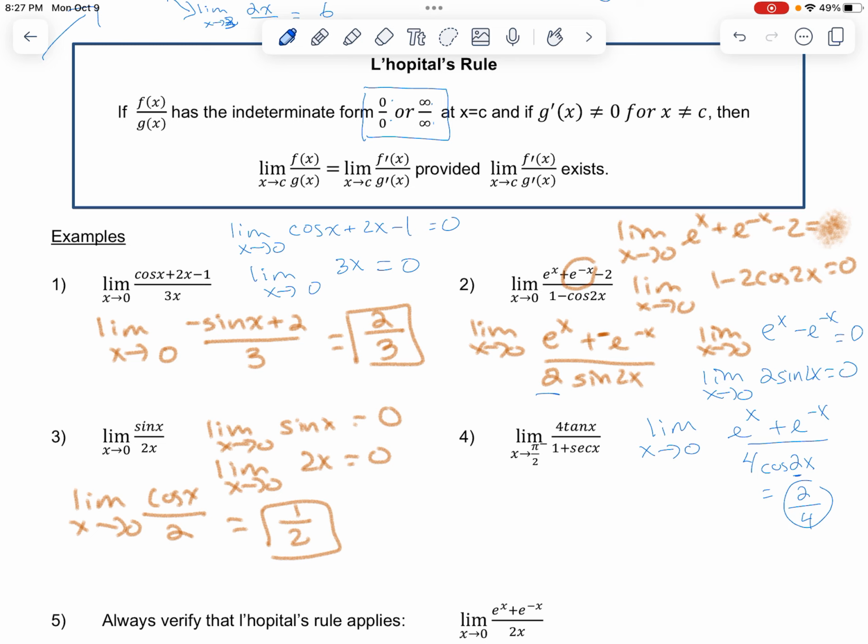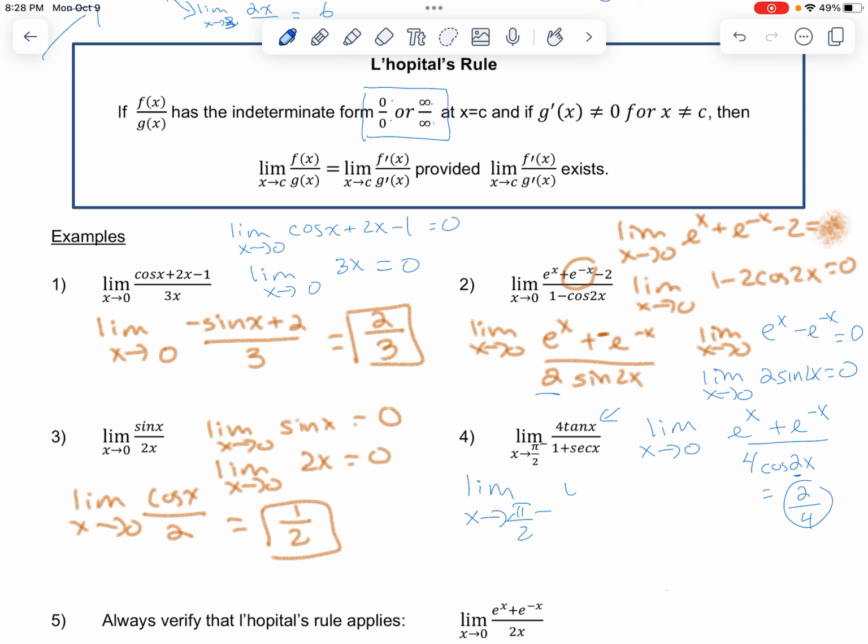Okay, we can do the same thing with left hand and right hand limits. So notice I'm approaching pi halves from the left side here. If you plug in pi halves here, the tangent of pi halves, remember, think about your tangent graph. This is your tangent graph. So as I approach pi halves from the left side, notice this graph is going towards infinity. And then secant of pi halves, you also have an asymptote there, so that is also going towards infinity. So this one, you end up with infinity over infinity. So I can go ahead and use L'Hopital's rule.